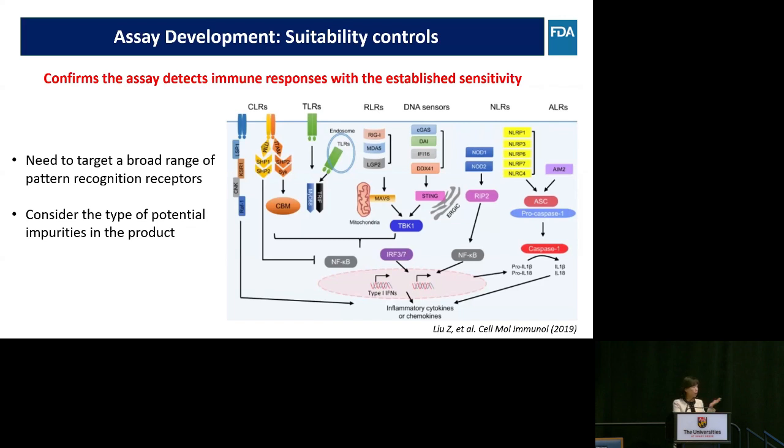In oligonucleotide drug products, we expect some TLRs for the nucleic acids. They can be the big targets, so we should include the stability controls targeting nucleic acid sensors. But not only this, we should also think about the process-related impurities. They can target the extracellular pattern recognition receptors, so we also need to include some of them as a stability control.